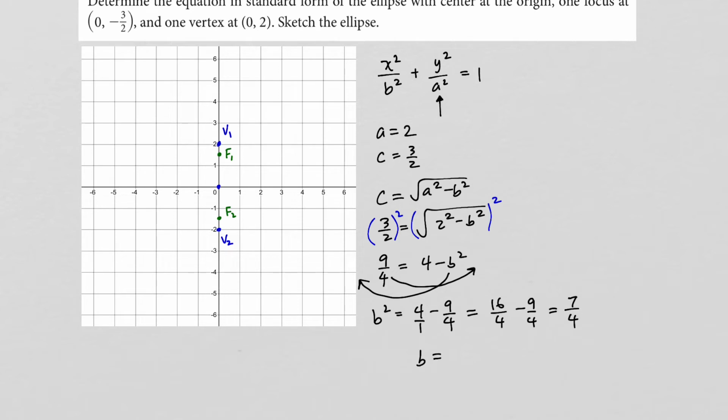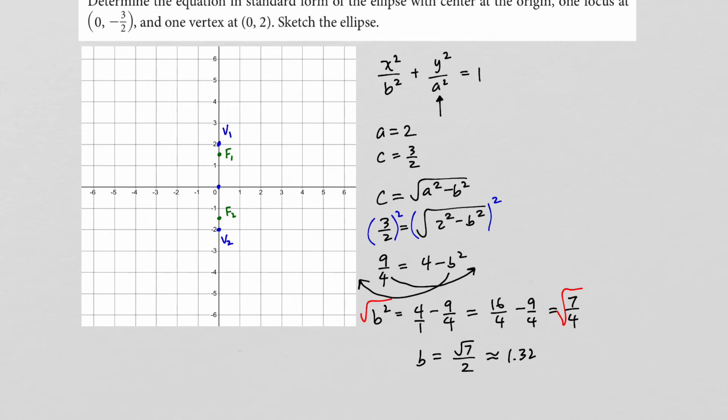And that means that b is equal to the square root of 7 over 2, right? Because to solve for b, we have to take the square root of both sides. And you could approximate this value, which is a good idea because since we have to graph it, we would like to know what the square root of 7 divided by 2 is. And that value is approximately 1.32.